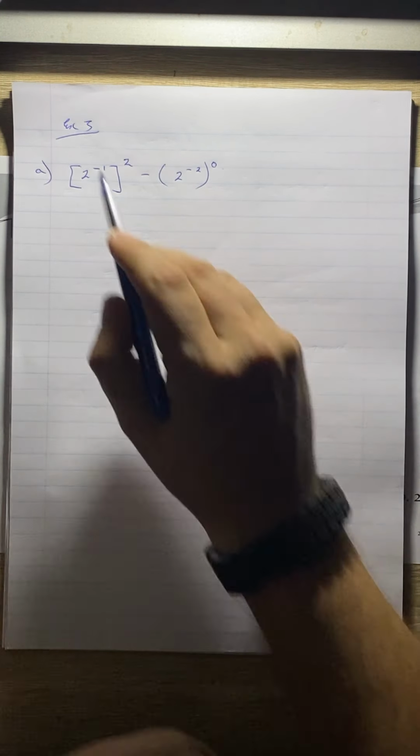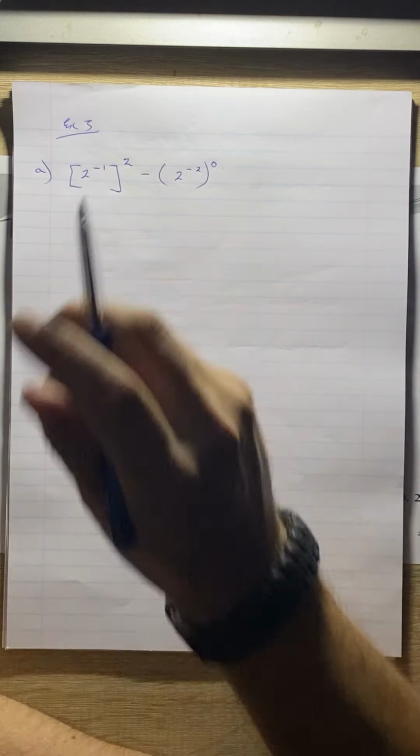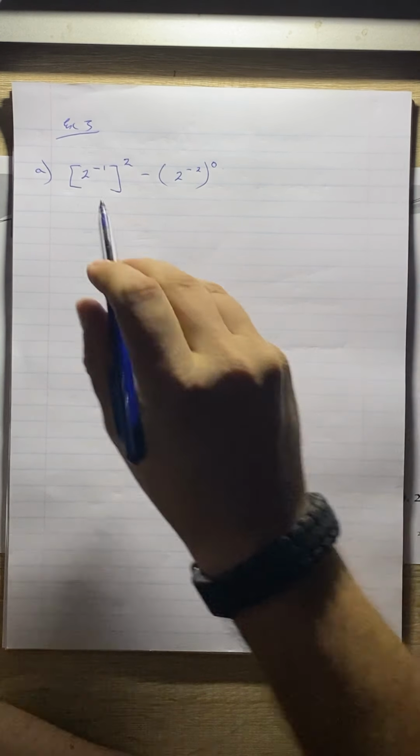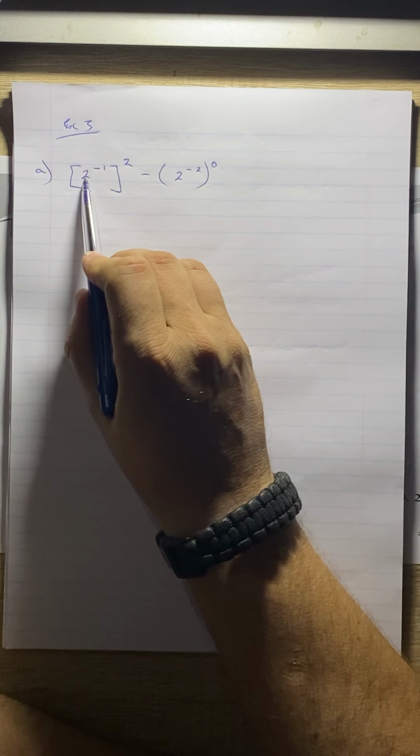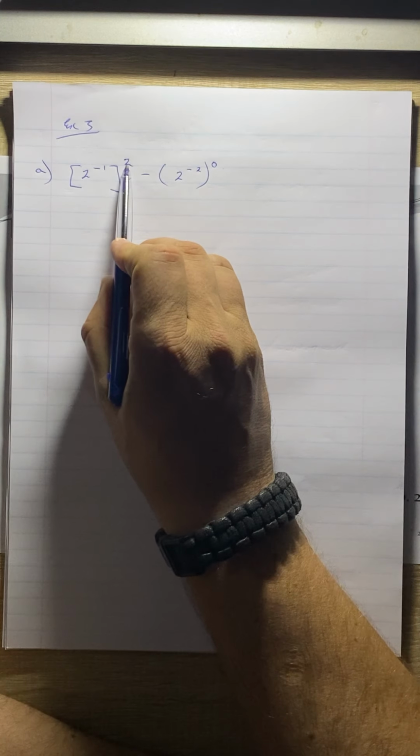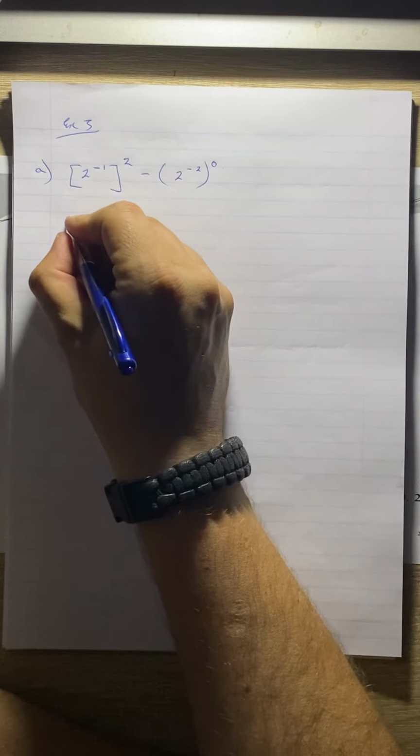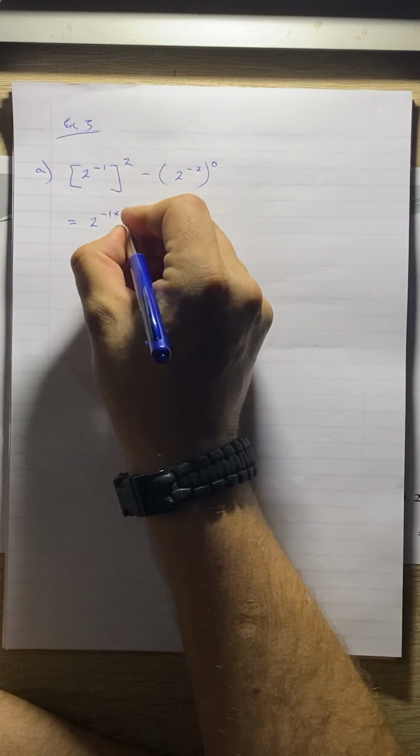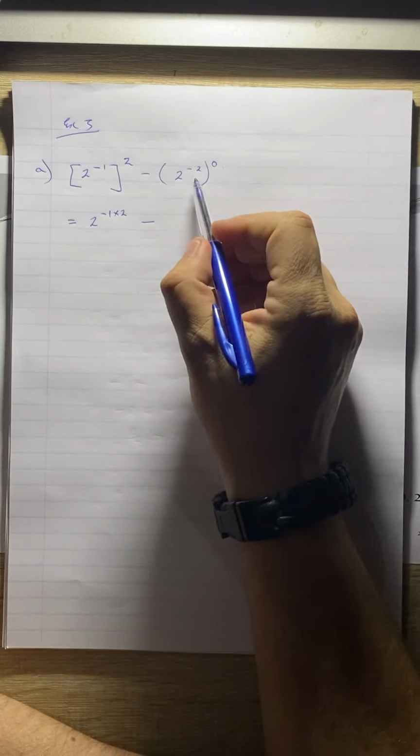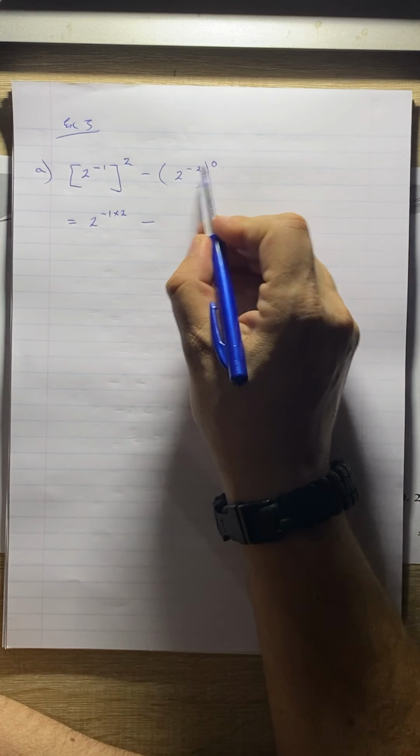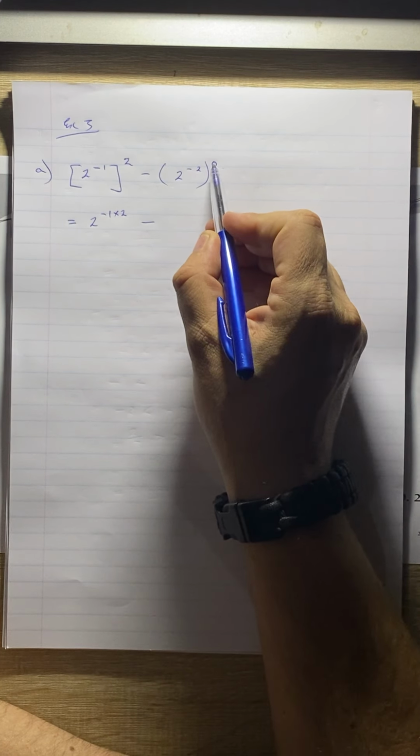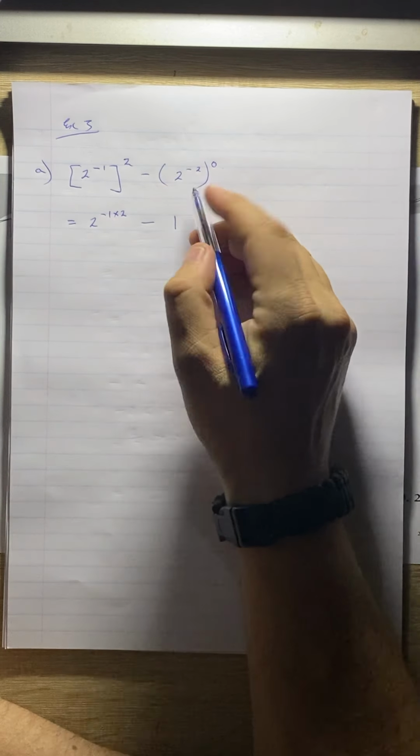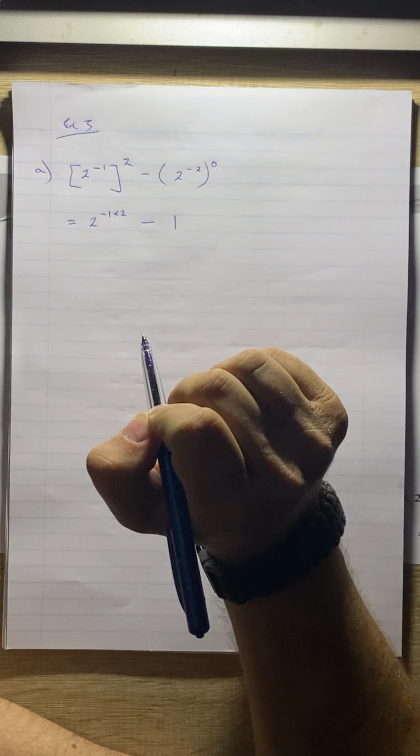So, example 3, the question will always say without the use of a calculator. Okay, so first of all, we've got something to the power of something raised to another power, so we multiply those exponents. All right, minus. Here we've got something all raised to the power of 0. Now remember, anything to the power of 0 is always 1. So that entire thing will become 1.